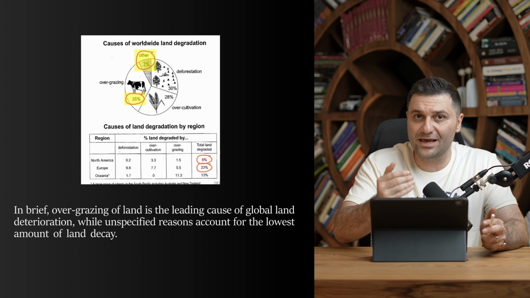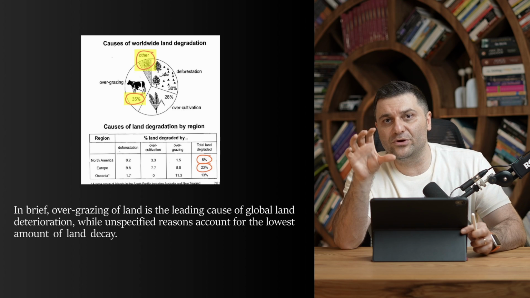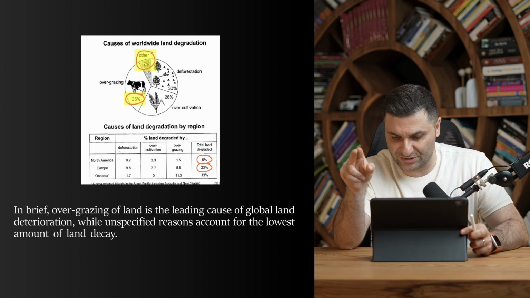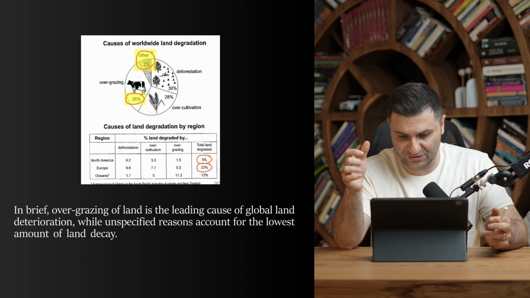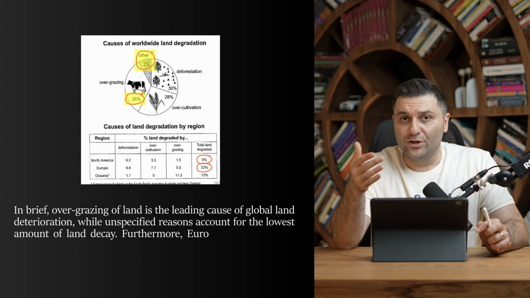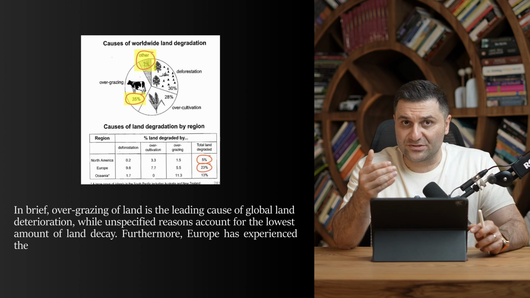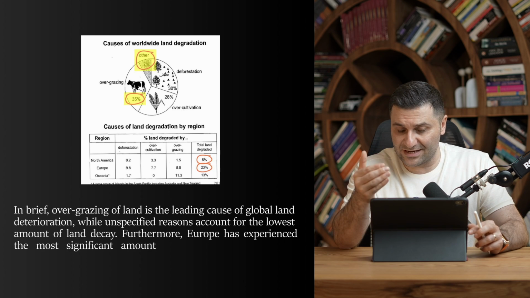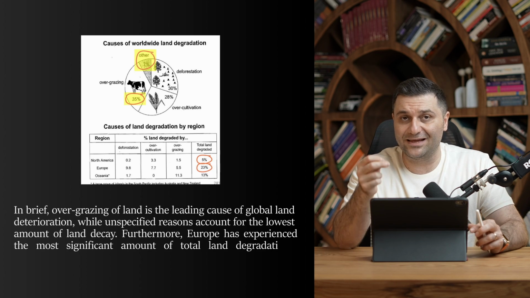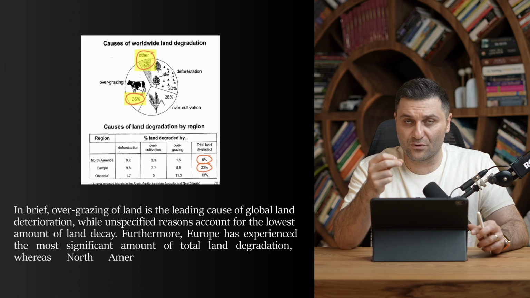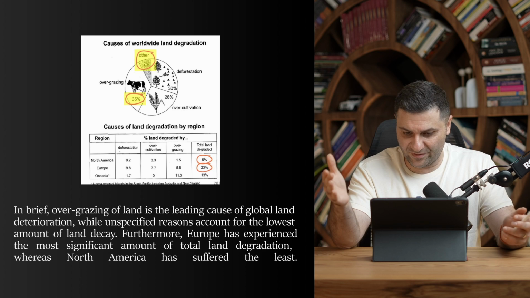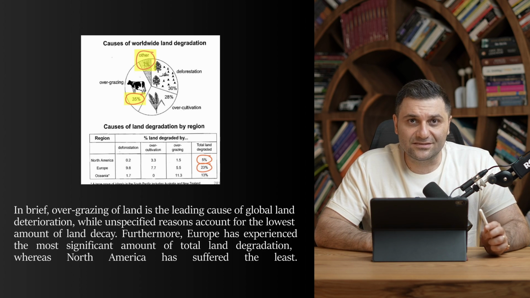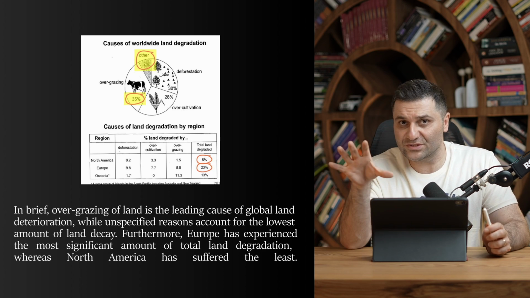So we wrote about the pie chart. Now we are going to write about the two regions that experience land degradation. Furthermore, Europe has experienced the most significant amount of total land degradation, whereas North America has suffered the least. And this is our second sentence about the cause of land degradation by regions.